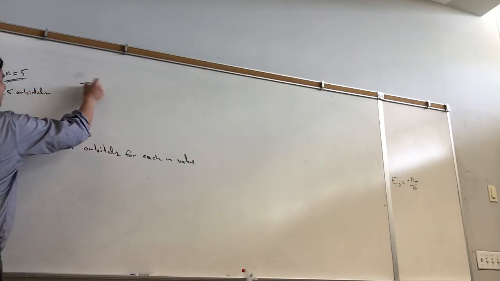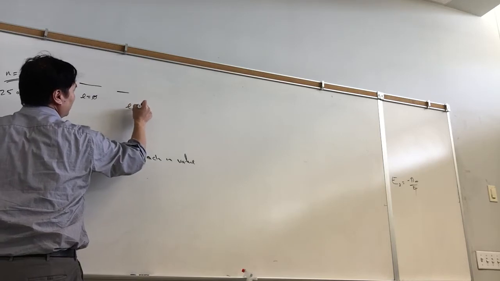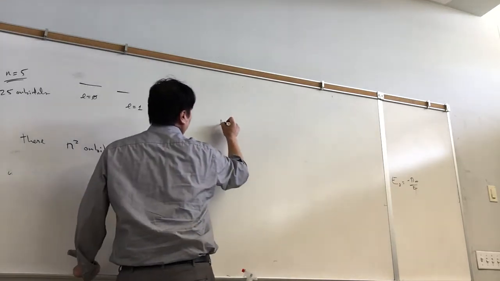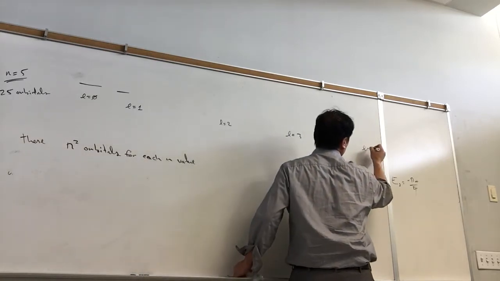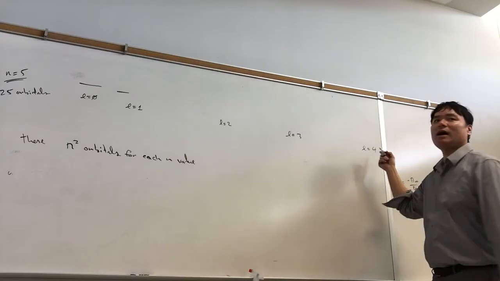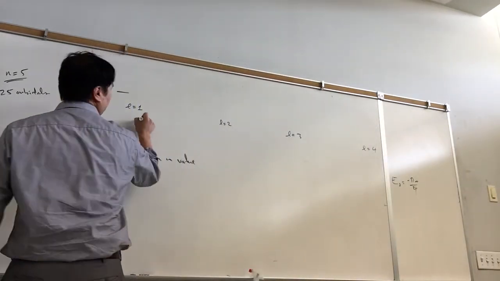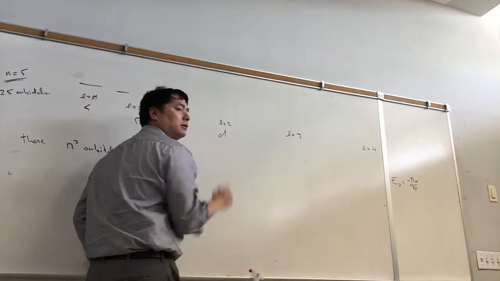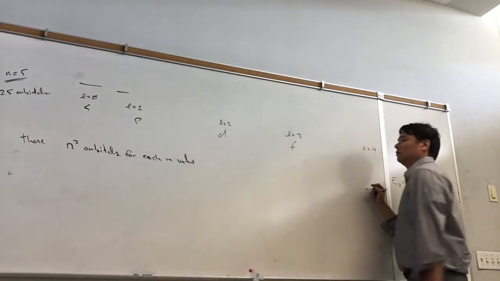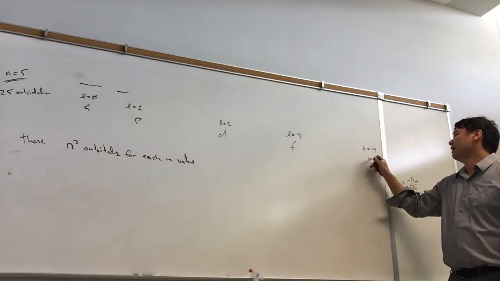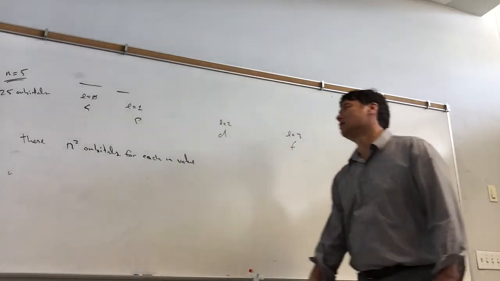Well, at n equals 5, I'm going to have L equals 0, L equals 1, L equals 2, L equals 3, and then L equals 4. I can't have L equals 5. That would violate it. In other words, I'm looking for s, p, d. What comes after d? f. What comes after f? What comes after f is a g orbital. And then I'll just go alphabetical. This is where we run out of things.